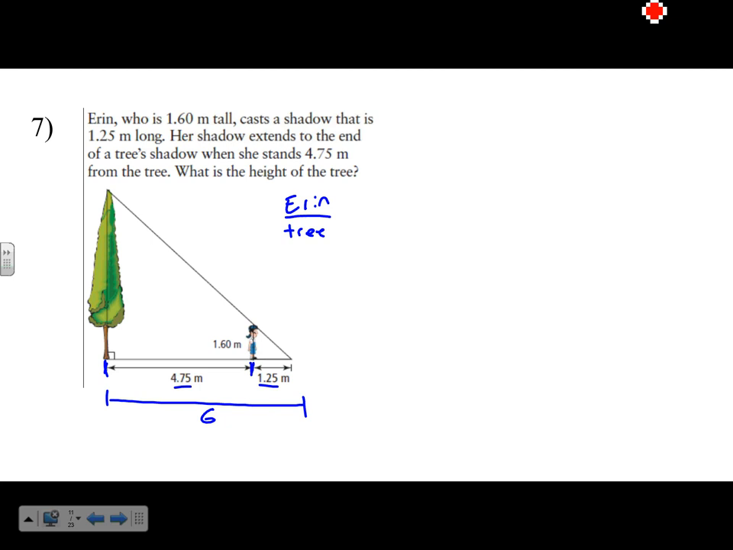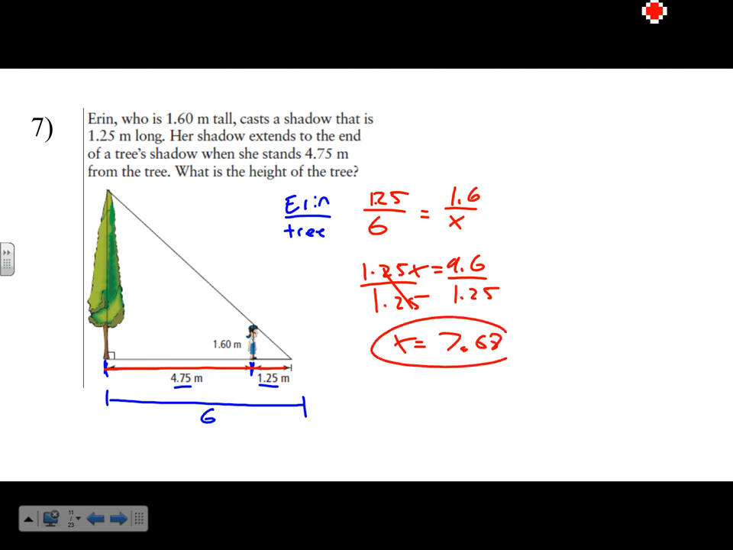So let's talk about the shadows. We have Erin's shadow 1.25 over the tree shadow 6, because remember, it's both of those lengths, is equal to Erin's height, 1.6 meters, over the tree height, which we don't know. That's our x. So when we cross multiply, 6 times 1.6 is 9.6, divided by 1.25, x is equal to 7.68. Technically, that'd be meters, but I'm not going to be too finicky about labels.